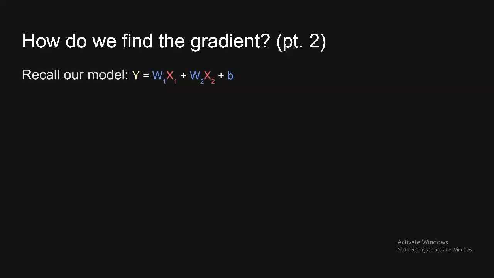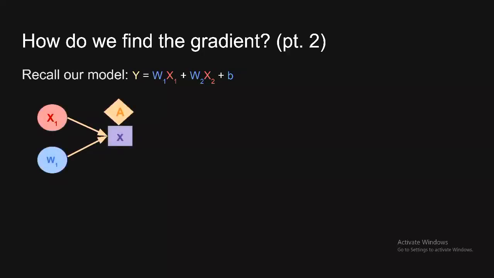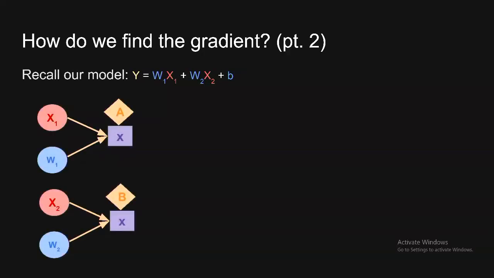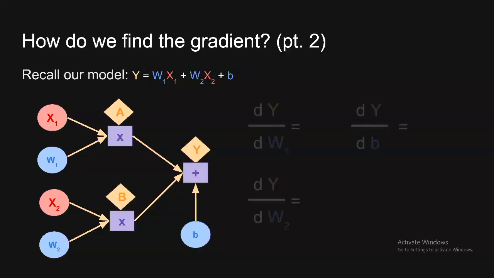So this is our model. Nice. And let's draw the computation graph for it, very simply. So we're going to multiply each of these corresponding features, then add them together and add the bias. So that's the computation graph for this, pretty straightforward.